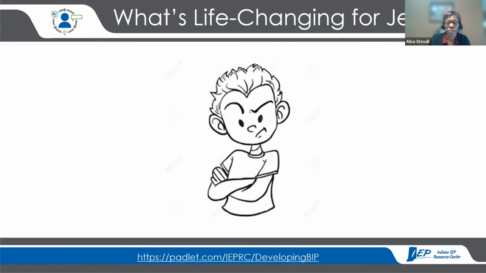Given what we know about our student, about Jeff, what's the critical piece of information? What's the critical skill that he needs to learn to own so that he can move successfully through his school days and his learning?